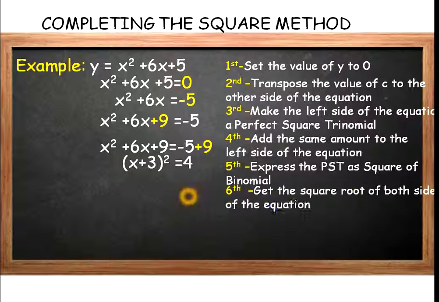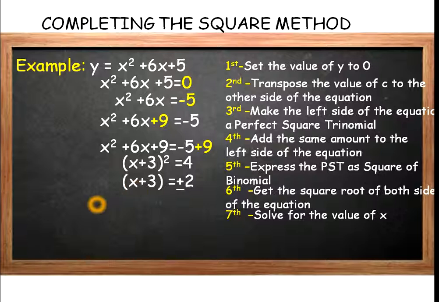We have to get the square root of both sides of the equation. The square root of x plus 3 squared is x plus 3, and the square root of 4 is positive and negative 2. Seventh, we have to solve for the value of x. Using the value of positive 2, we have x plus 3 is equal to positive 2. Transposing 3 to the other side will give us 2 minus 3, which will give us the final answer of x is equal to negative 1.